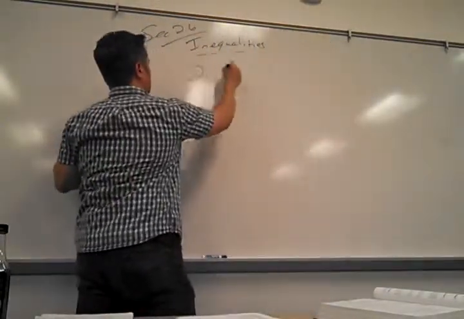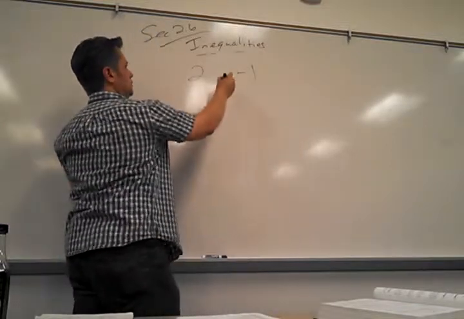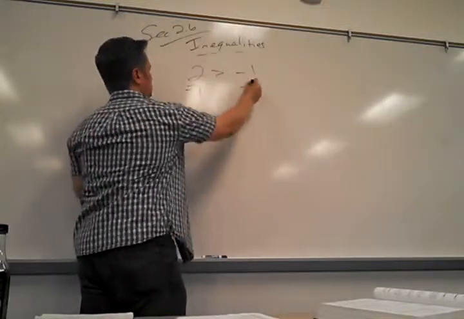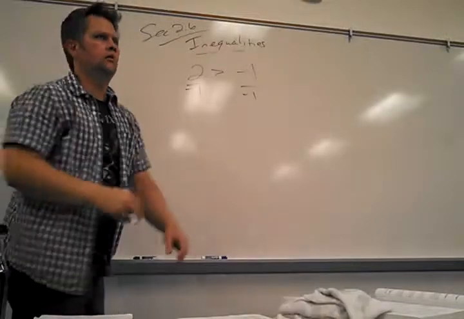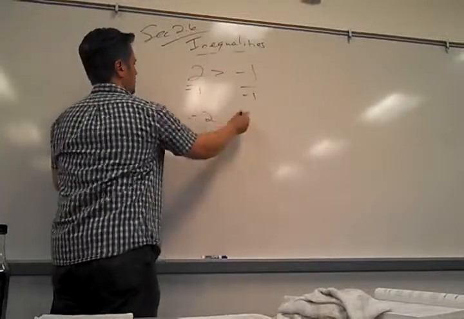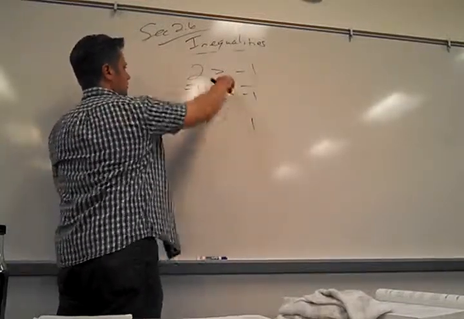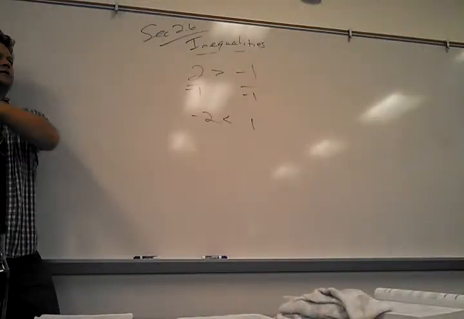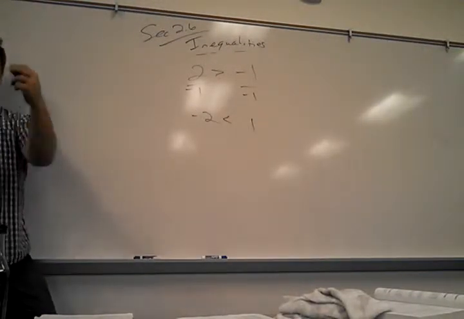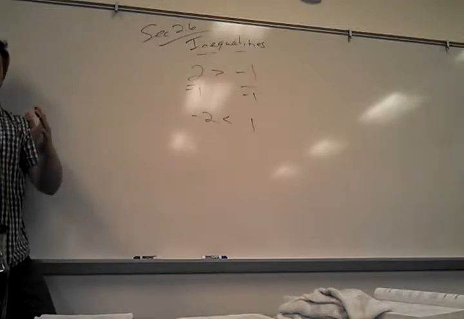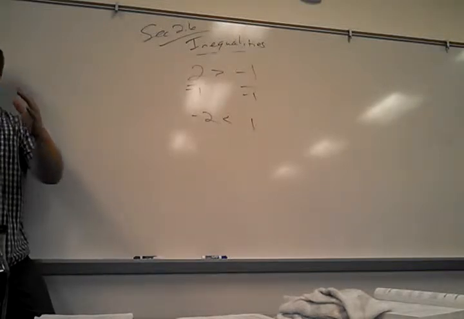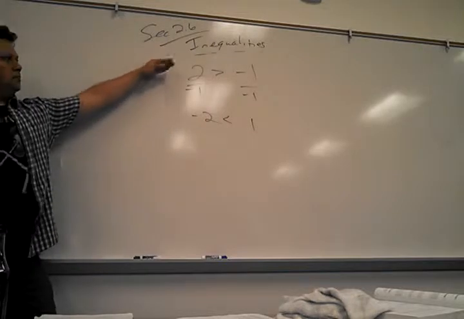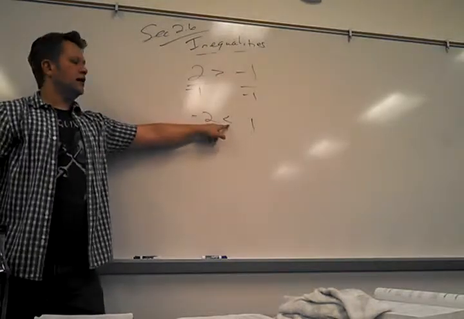Which one of these is bigger? 2. But when I divide or multiply by -1, this becomes -2, that becomes 1. Now the 1 is bigger, the sign flipped. So you solve an inequality the exact same way you solved an equation. Whatever you do to one side, you do to all sides. There's a reason I said it that way. But the minute you divide or multiply by -1, the sign's got to flip.